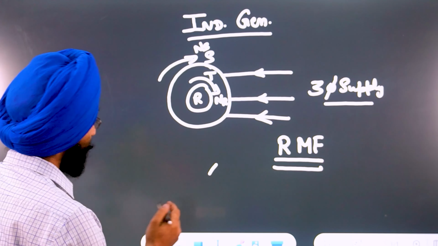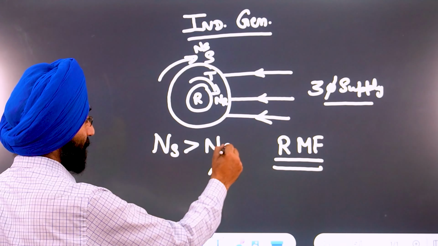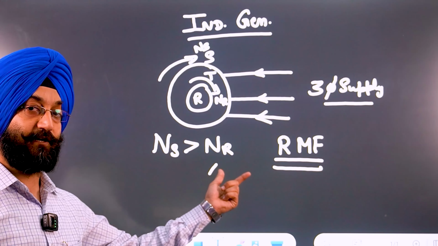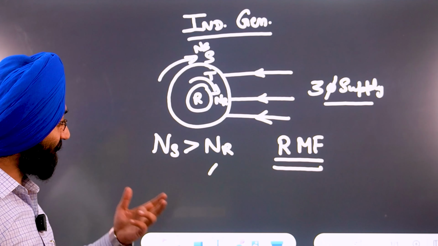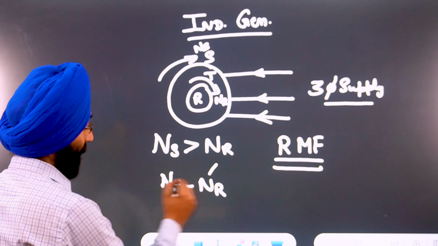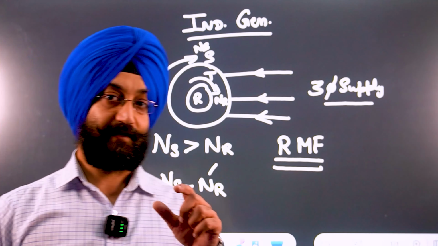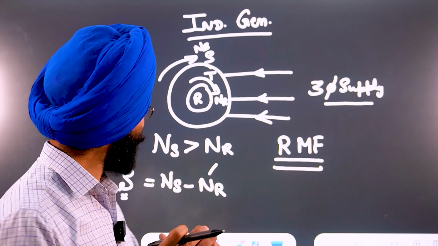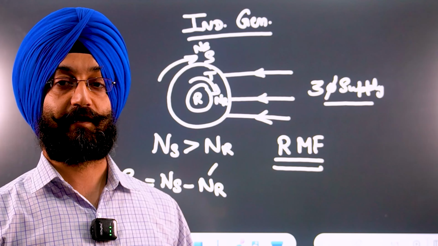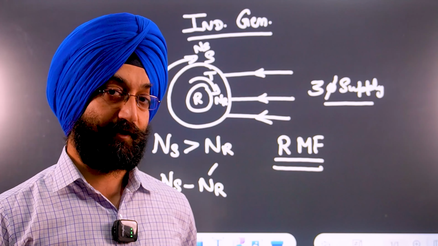But what is the case? Here we have ns greater than nr, means the speed of rotational magnetic field is always greater than the speed of rotation of the rotor, which implies that there will always be a difference between ns and nr, and this is known as slip. In the induction motor, the rotor always follows the speed of the induced magnetic field, which is the rotational magnetic field.